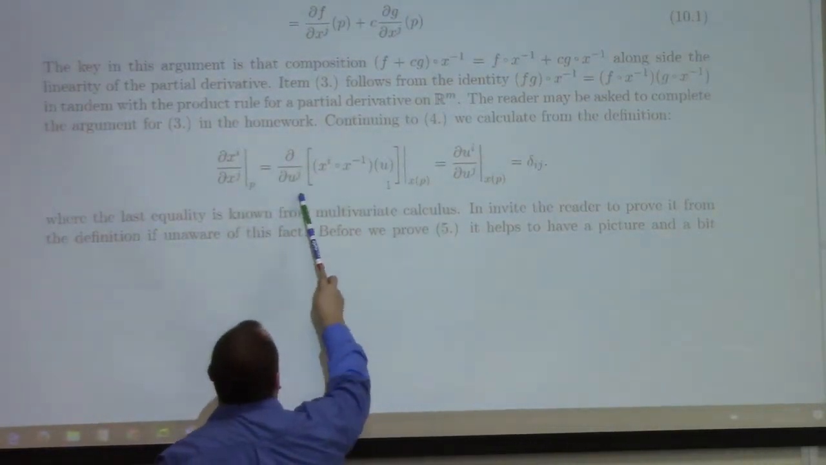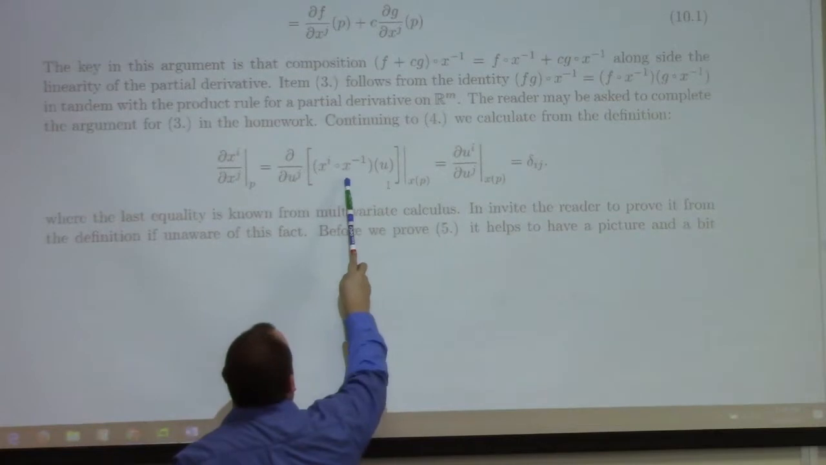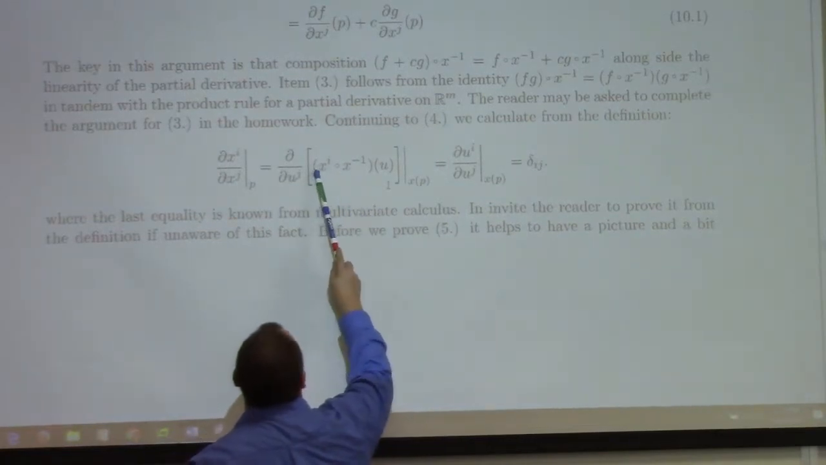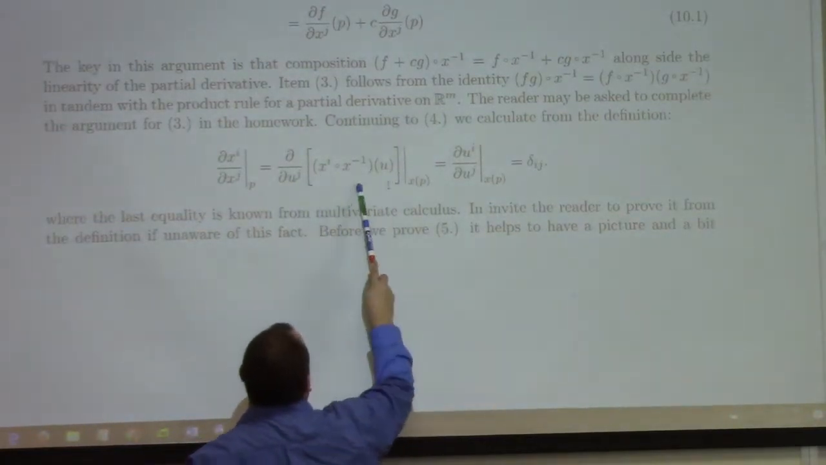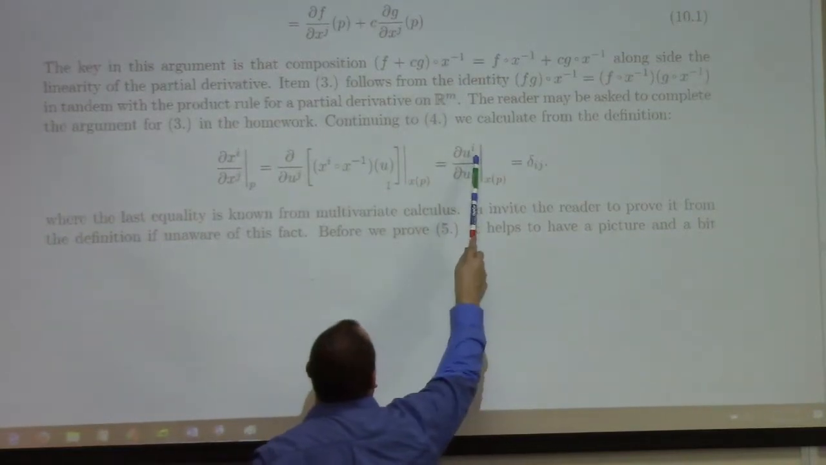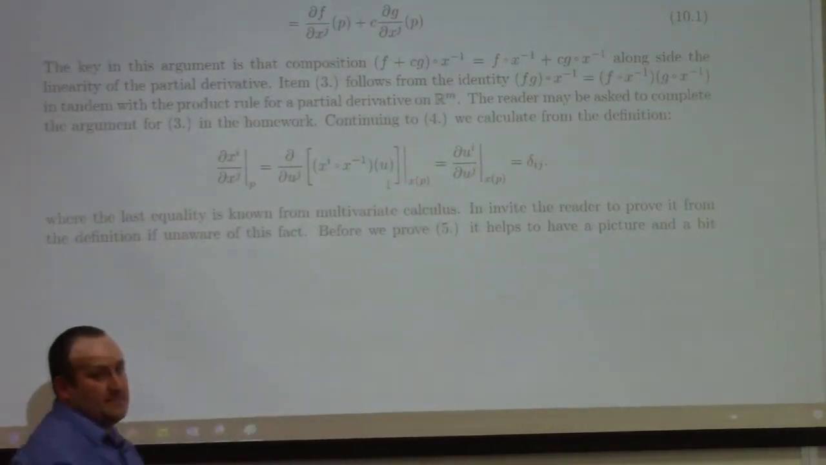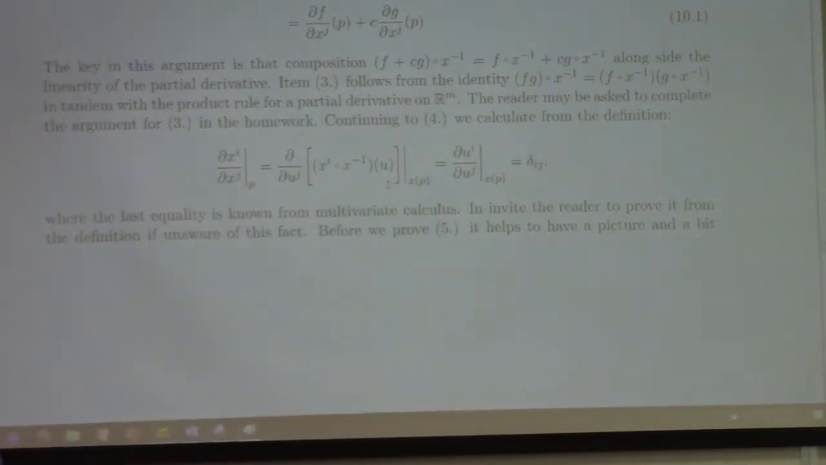But this one here will drive you batty. We have to come to terms with the fact that this is nothing more than UI. Once you come to terms with that, the fact that partial xi, partial xj is just Kronecker delta ij is a direct consequence of the corresponding theorem for Cartesian variables.